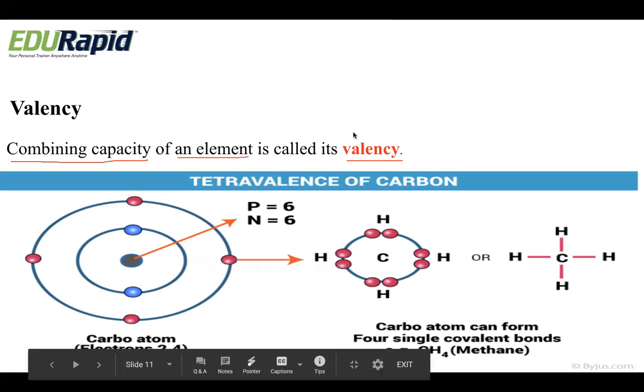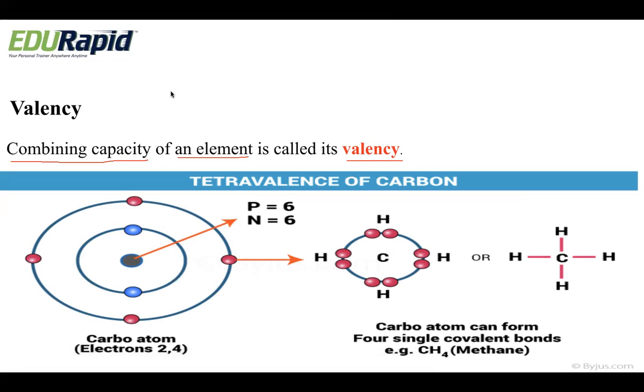Here you have an example of an atom, that is carbon. Carbon has the atomic number 6. What is the atomic number of carbon? 6. Atomic number means protons are 6, and neutrons are also 6 at the same time. And electrons will also be 6. As I told you, the number of protons will always be equal to the number of electrons. So atomic number 6 means the number of electrons will be 6.